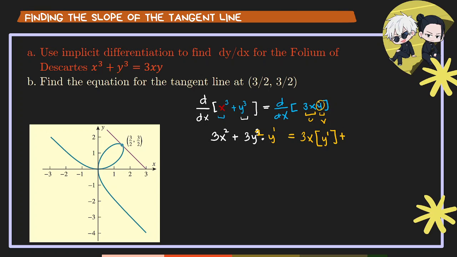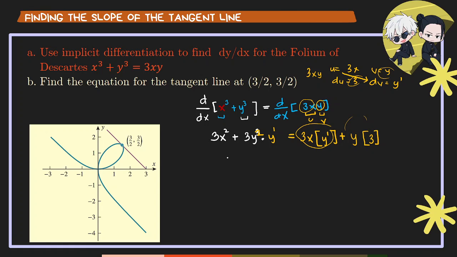Plus y, copy. Multiply sa derivative ng 3x. Di ba? This is u dv, 3xy. U is equal to 3x. What's du? 3. V is equal to y. What is dv? Y prime. So, cross multiply: u dv is 3x y prime, plus v du is 3y. Okay? So, ayan. Nakuha na natin.